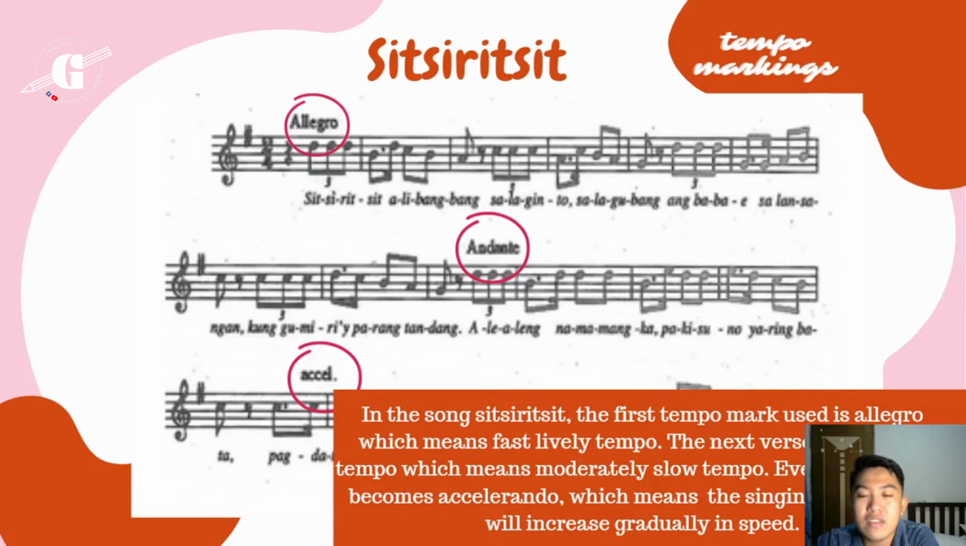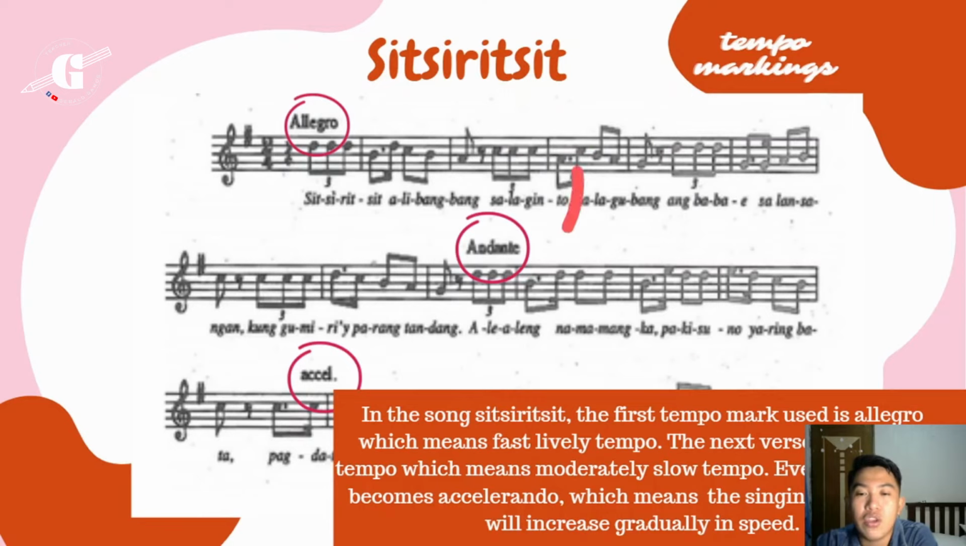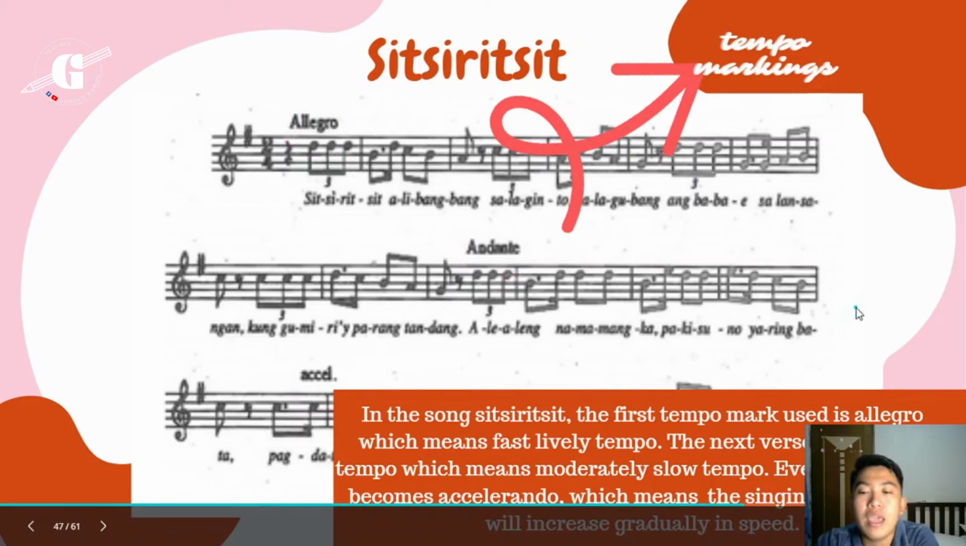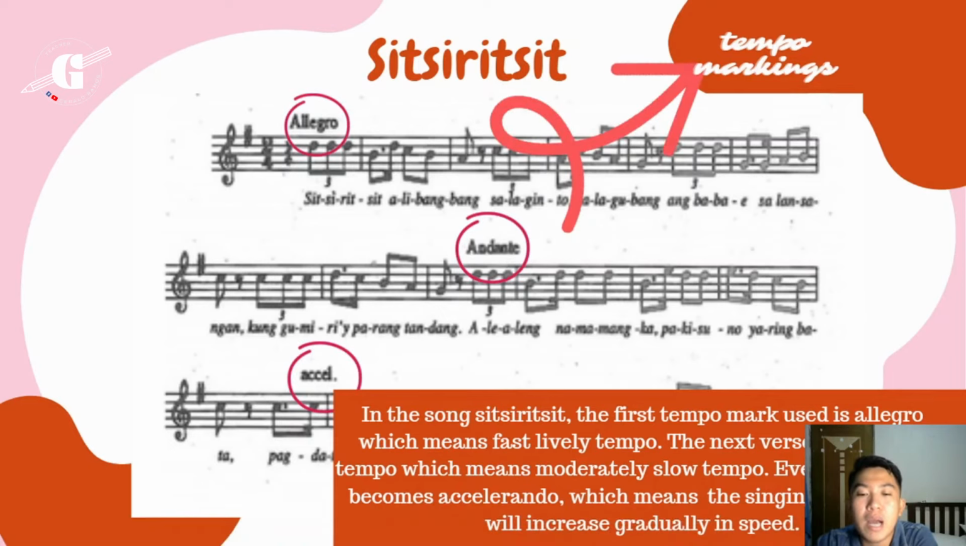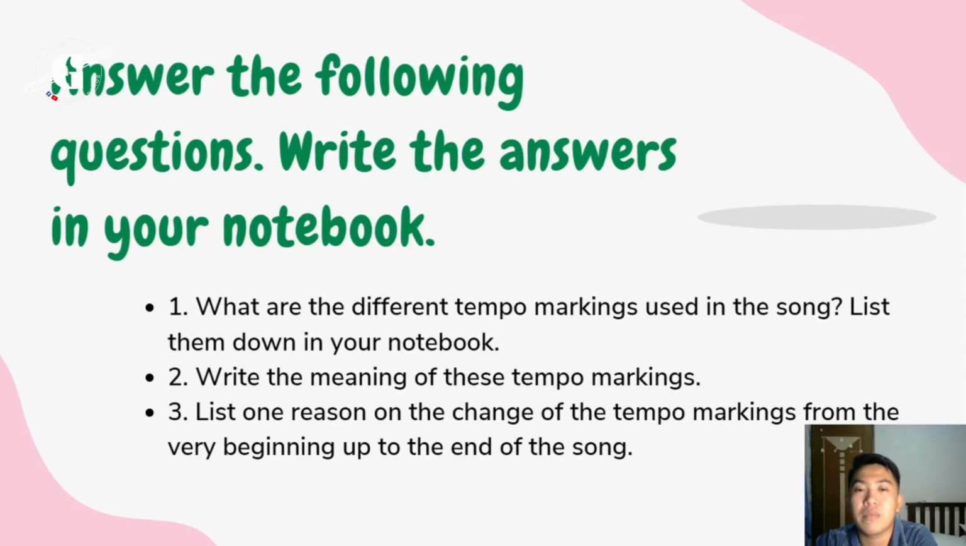So in the song Sitsiritsit, the first tempo mark used is allegro, which means fast, lively tempo. The next verse is andante. Ito yung andante, which means moderately slow tempo. Eventually, tempo becomes accelerando, which means the singing of the verse will increase gradually in speed. So, pabilis ng pabilis. Okay?